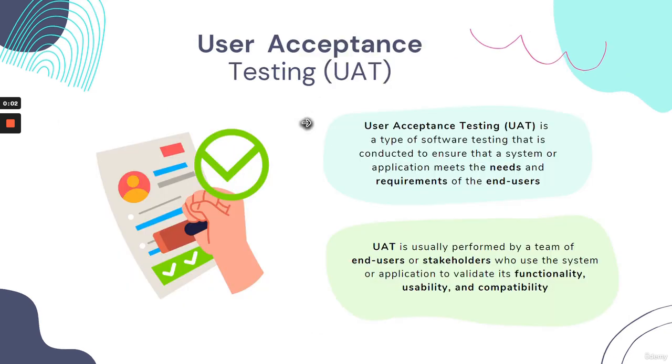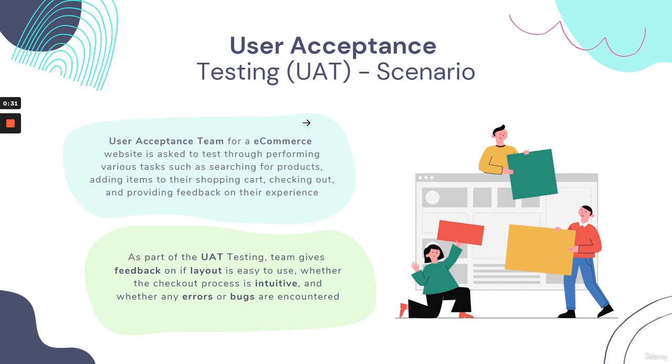User acceptance testing, UAT. User acceptance testing is a type of manual software testing that is conducted to ensure that a system or application meets the needs and requirements of the end users. UAT is usually performed by a team of end users or stakeholders who use the system or application to validate its functionality, usability, and compatibility. Let's look at an example scenario of user acceptance testing, or UAT.